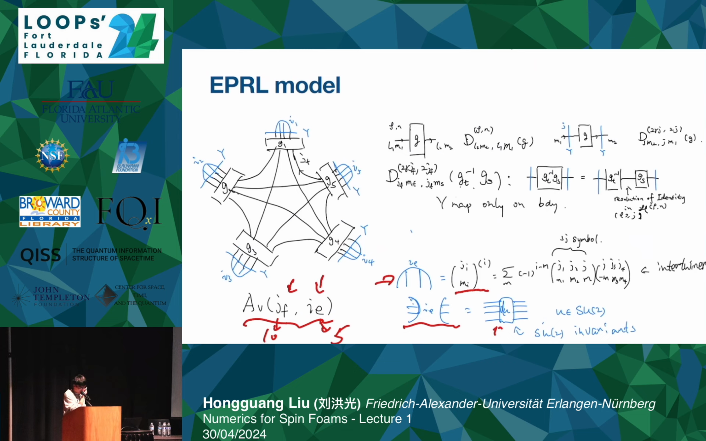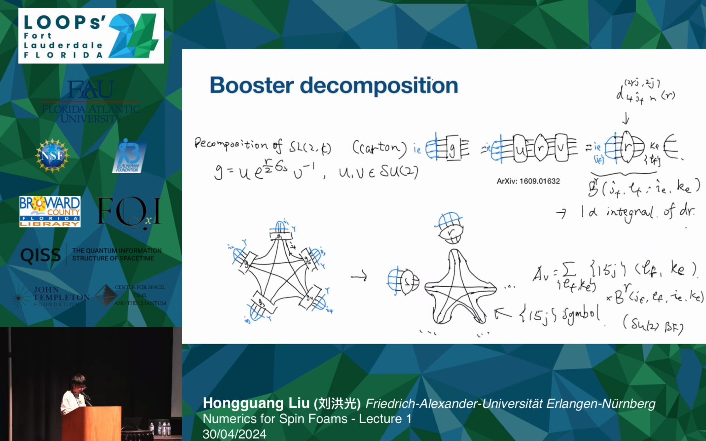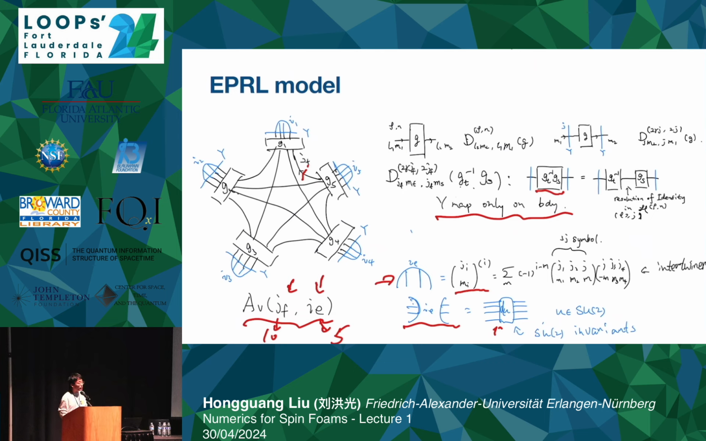One important remark is that this Y map is only on the boundary. It's not inside, so here we don't have Y map. It means you can write this as basically a representation matrix of GT minus 1 multiplied by GS. Remember we have an arrow, this is S, this is T. For S we have GS, for T we have GT, and this arrow tells you this is GT minus 1 GS in the loop polynomials. So this tells you that the Y map is only on the boundary, not in between.